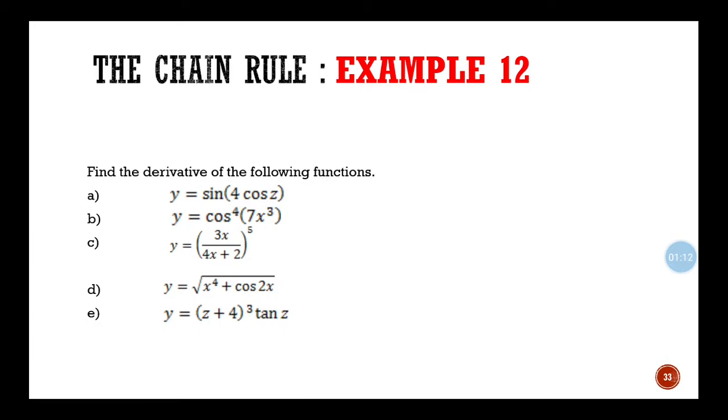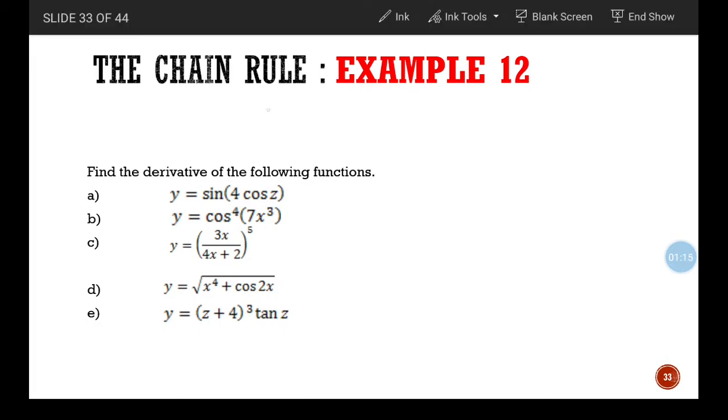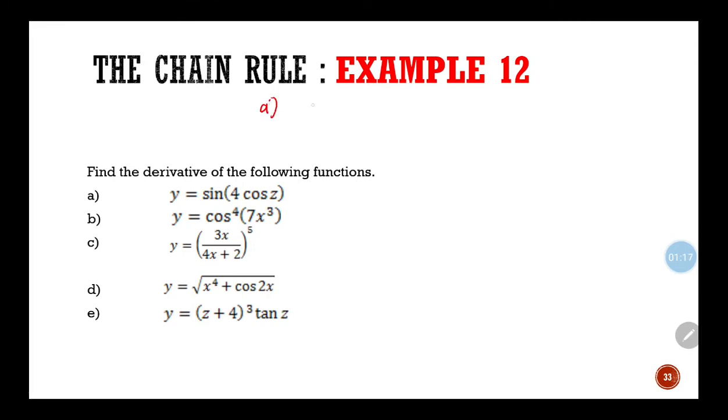Okay, so we discuss first example A here. Example A here, y equals sin 4 cos z. Okay, y equals sin 4 cos z. So if you look at this function, first thing I want to highlight here is the variable is no more x, it's z. So that means we are finding the derivative dy over dz. So the derivative as usual, we can start from the left.